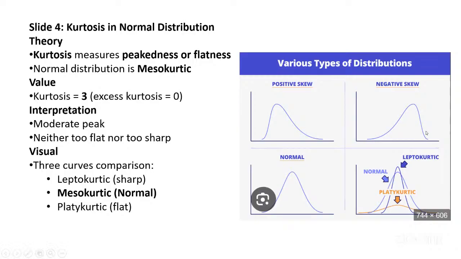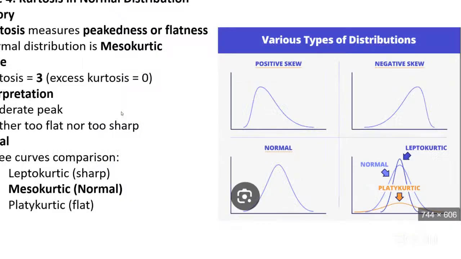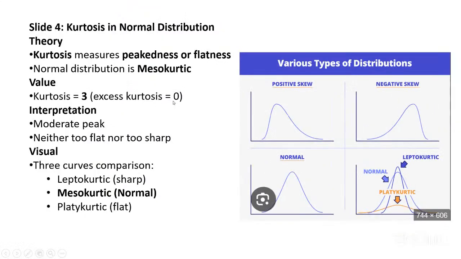So here the normal distribution is mesokurtic, that is neither too flat nor too peaked. Platykurtic is too flat, and leptokurtic is too high or too peaked. This is mesokurtic, that is normal. There is a formula where the excess kurtosis is 0 and the kurtosis is 3. The excess kurtosis is just adjusted by subtracting 3. That is why this is 0 and the kurtosis is 3.